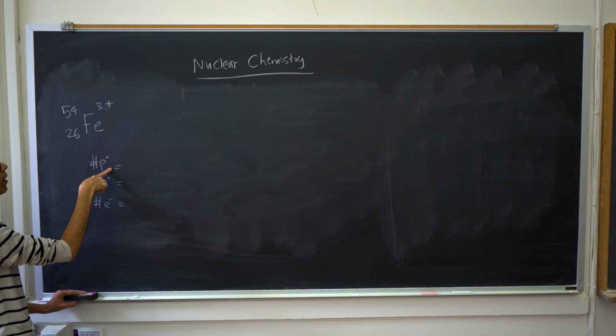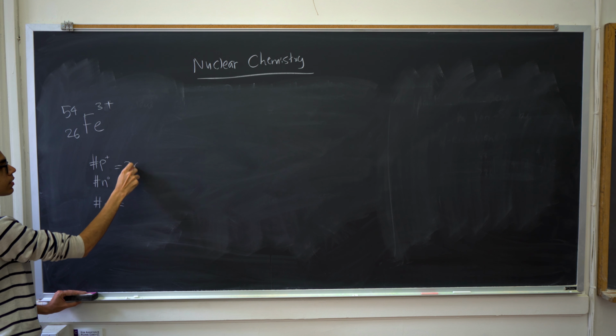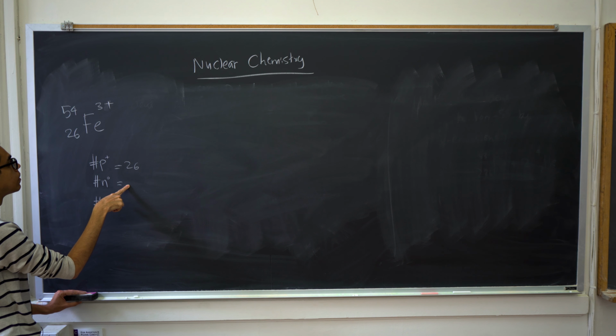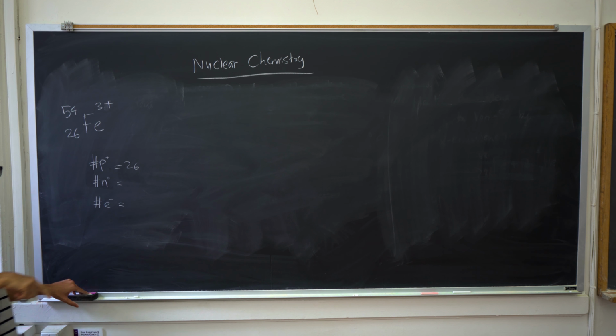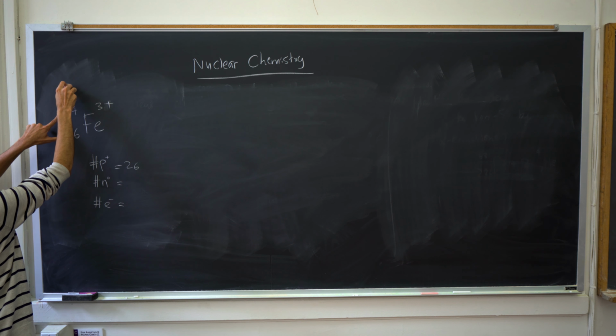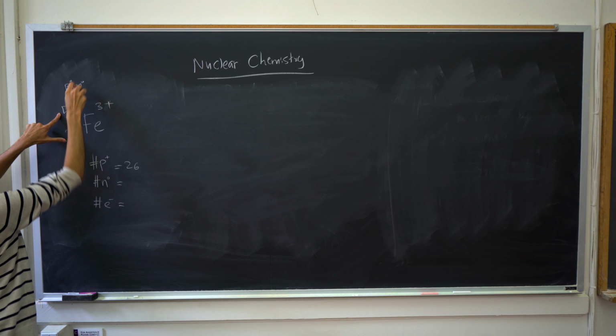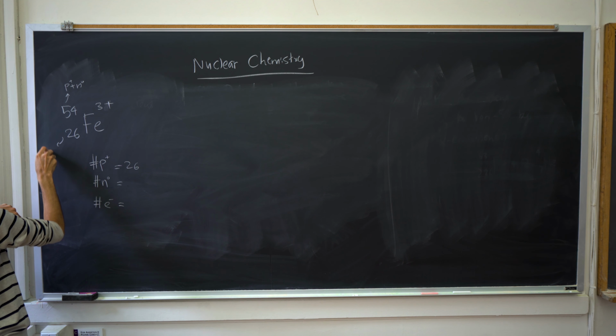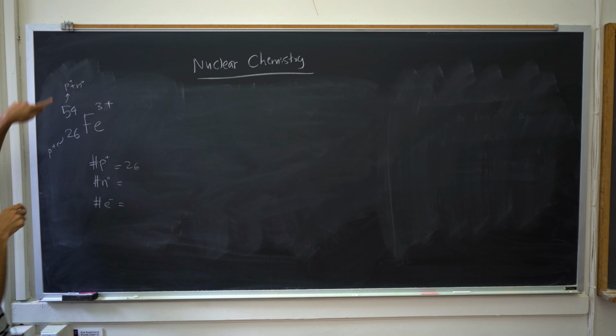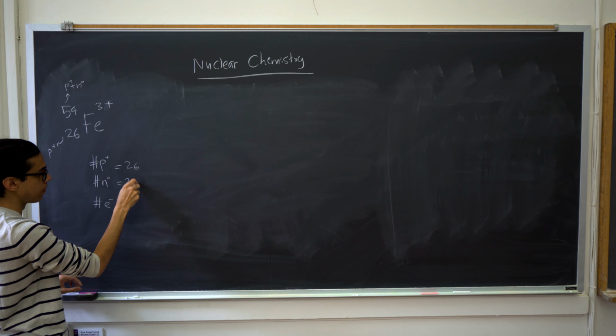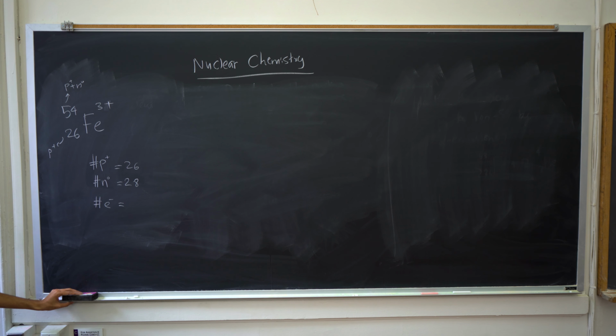Start with protons. How many? 26. How many neutrons? 28, top minus bottom, right? That's what neutron is. This number is protons and neutrons together. This is just protons. So if you want to isolate neutrons, top minus bottom, you said 28. Okay. And what about electrons?